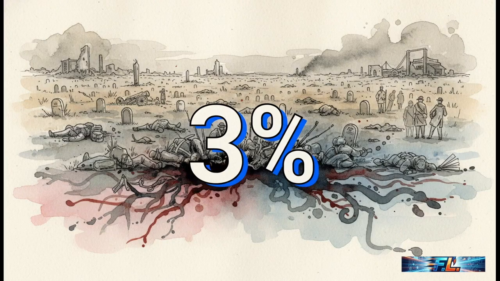To really get a sense of just how catastrophic this was, start with this number, 3%. That was the slice of the entire U.S. population that died in this war. We're talking about over 1 million casualties. I mean, it was just a staggering, almost unimaginable price to pay, and it left a scar on the nation that has never fully healed.